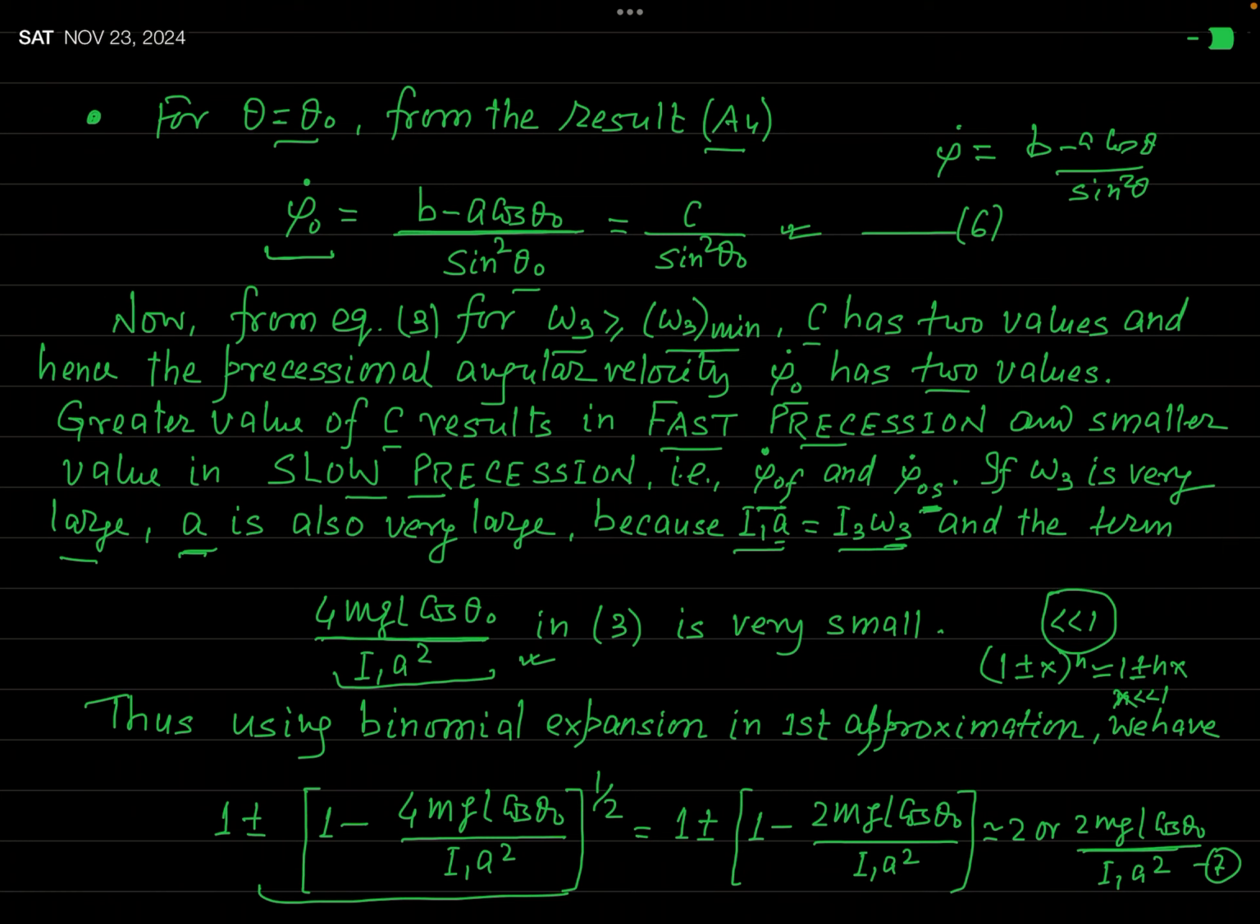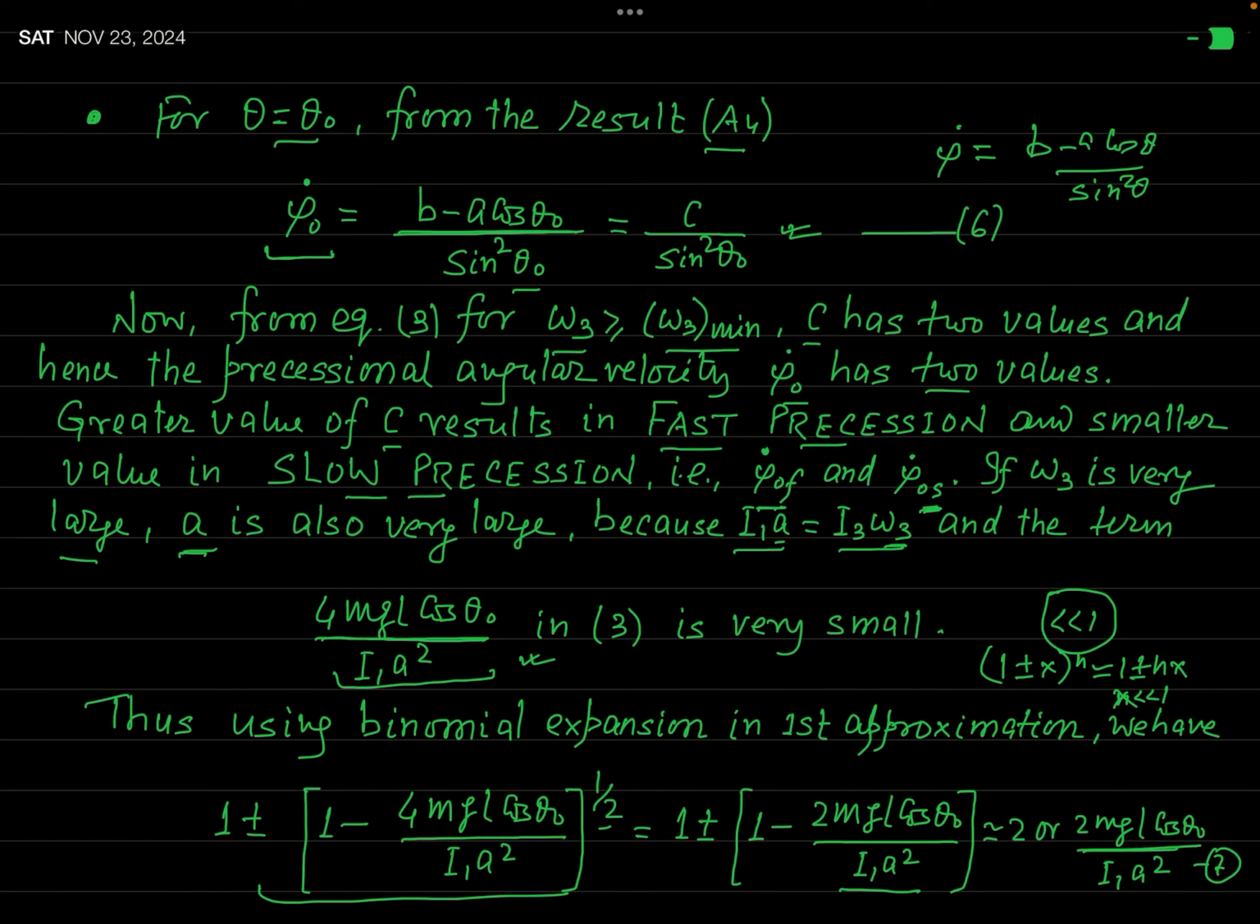So we can make the first approximation in this binomial expansion, and we can write it simply equal to 1 plus minus nx. In place of n there is 1 by 2. So this will be 1 plus minus 1 by 2 into 4 mgl cos theta naught by I1 A square. Now 1 by 2 times 4 will be equal to 2. So this is 1 minus 2 mgl cos theta naught over I1 A square.